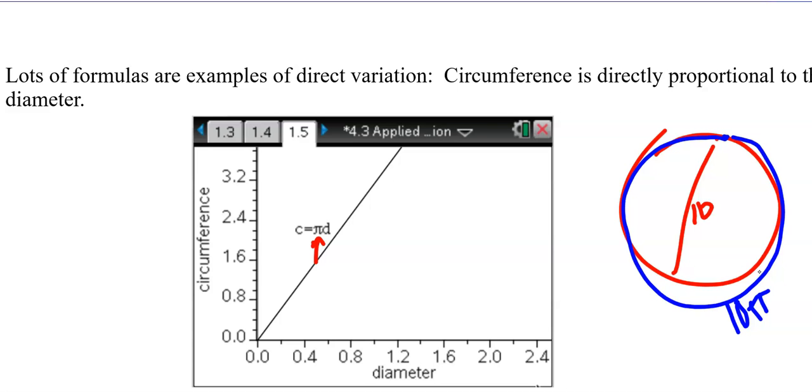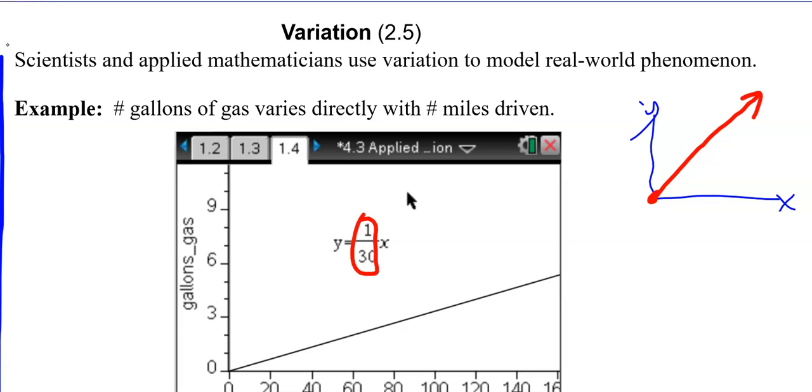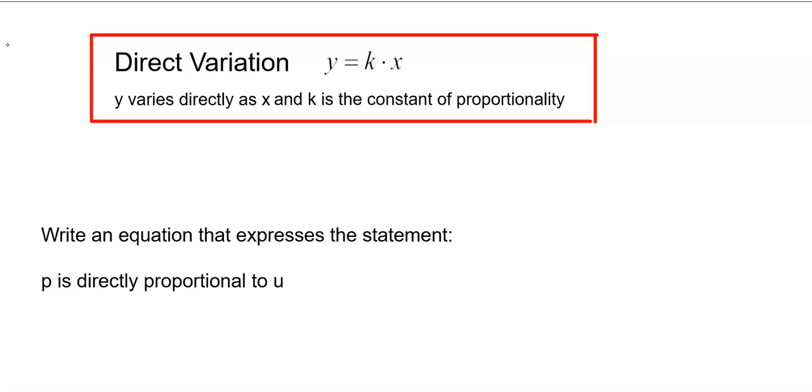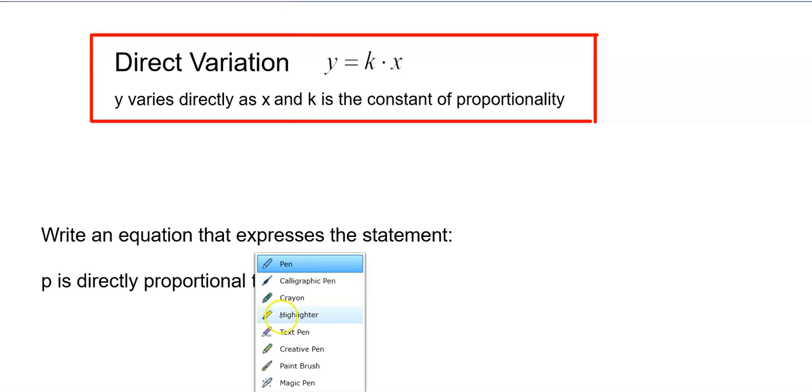In either case, like in this case, it doesn't mean that every extra mile you drive uses a gallon of gas. It's some kind of ratio. As the miles go up by 30, the gallons of gas go up by 1. So it's kind of proportional growth here, and that's what we're talking about. So this is the official formula. I know it looks like a variable.